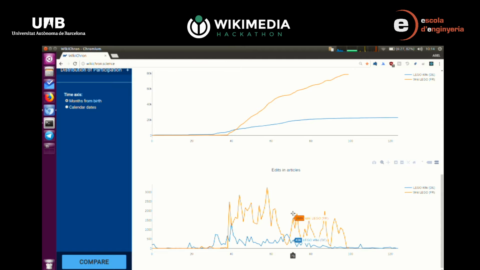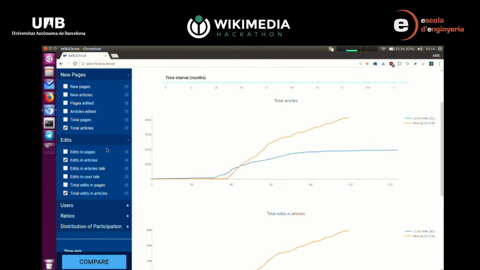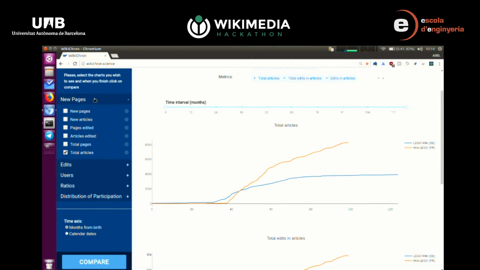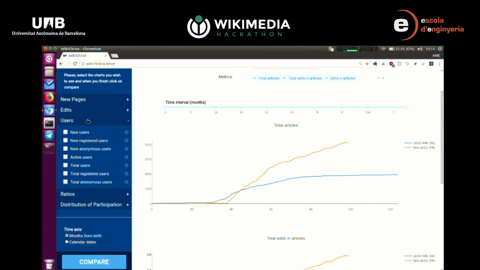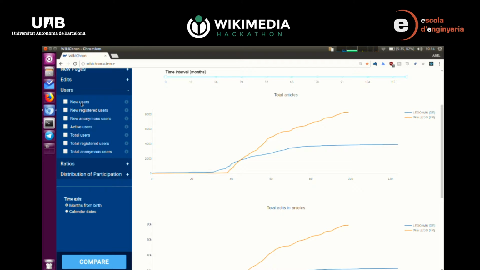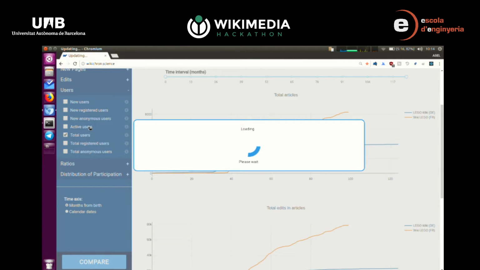So we might think that the French people are more people, or maybe they like the Lego game more. So we might think that there are more users editing the wiki or more active users, and then we have to select some metrics about users. So I'll go to users, total users, okay.